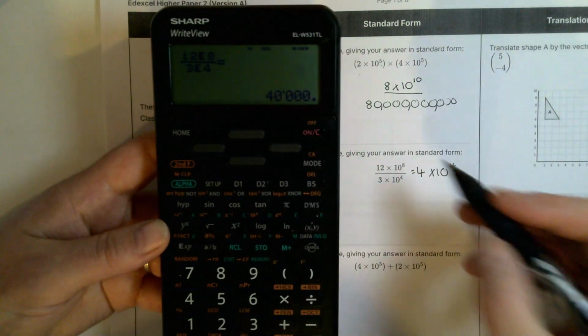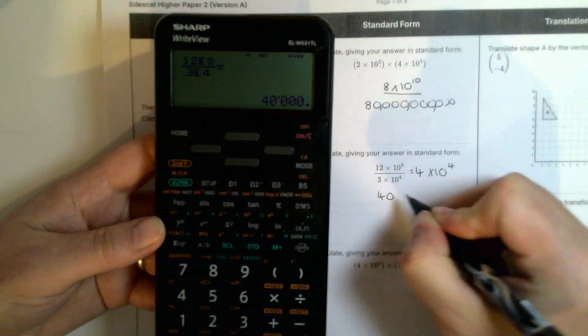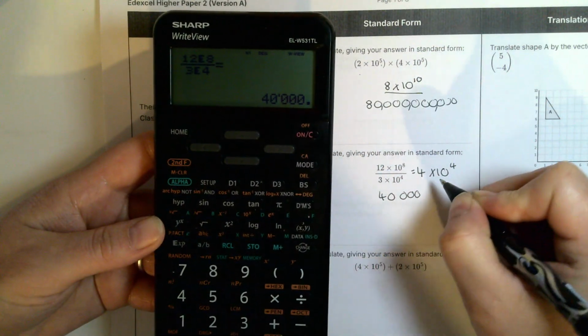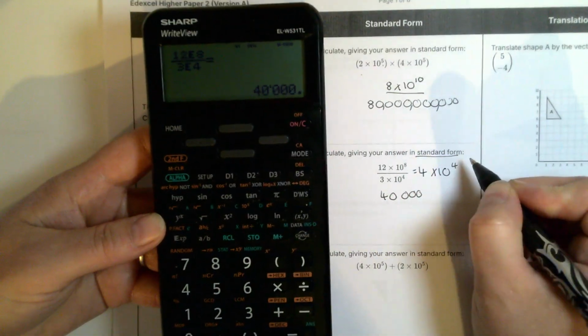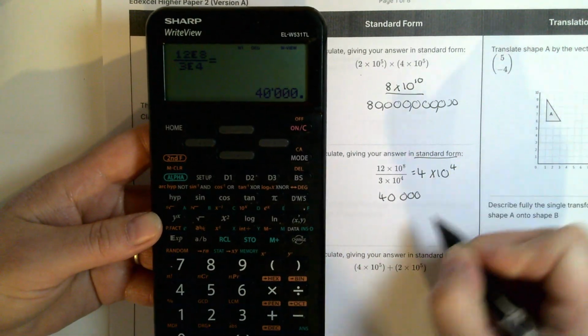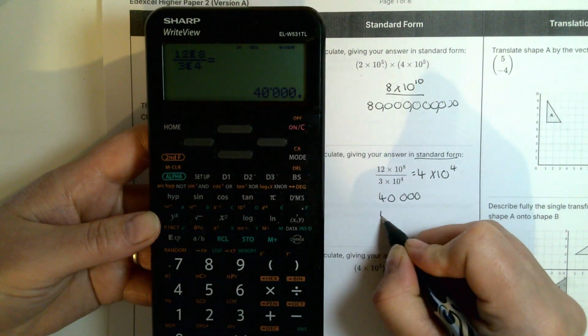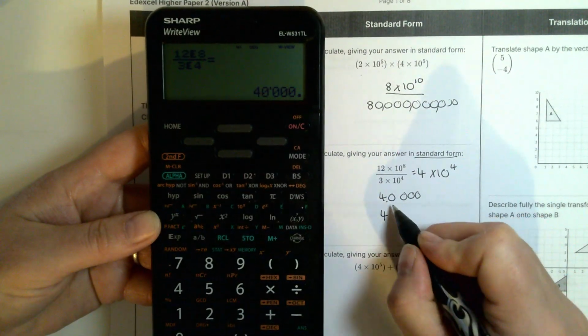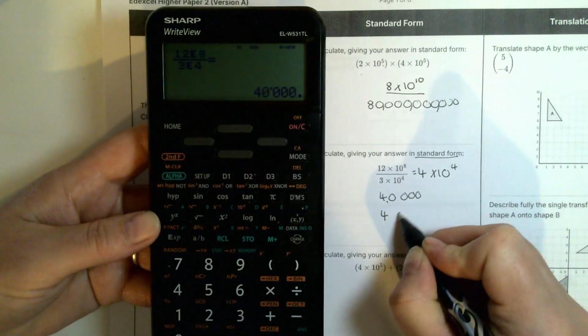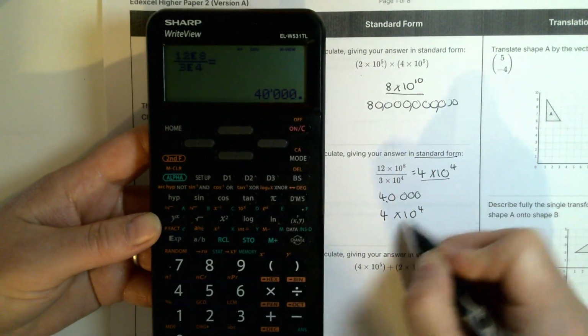Press an equals, so this time annoyingly it's giving it as an ordinary number. You are going to have to in your exam most likely pop it in standard form, so you just have to convert that. So 4, the decimal would go there, 1, 2, 3, 4 bumps down, and there we have a match.